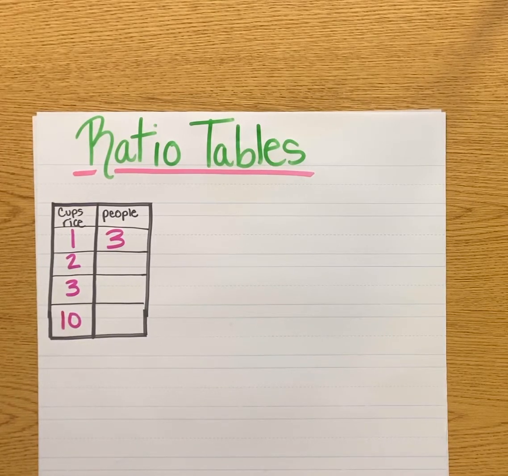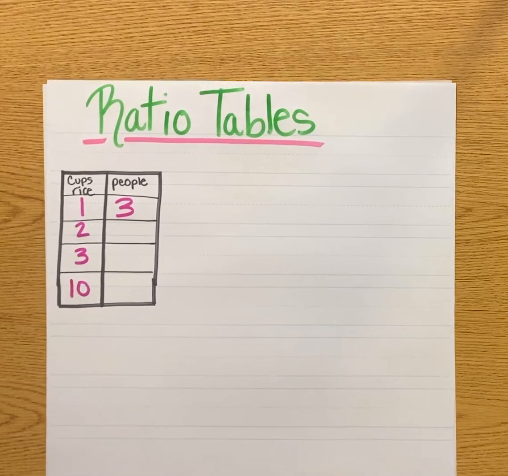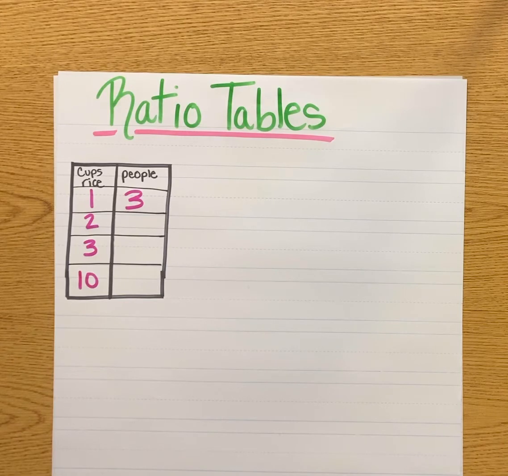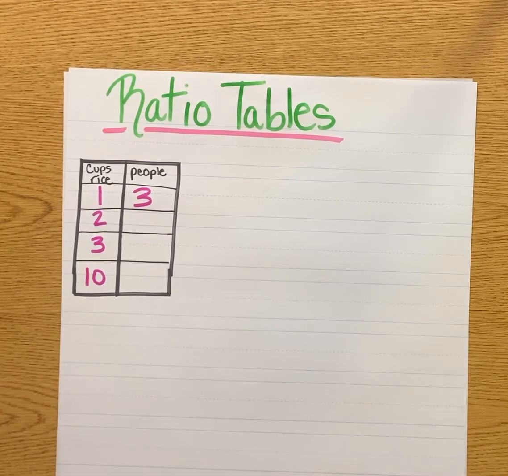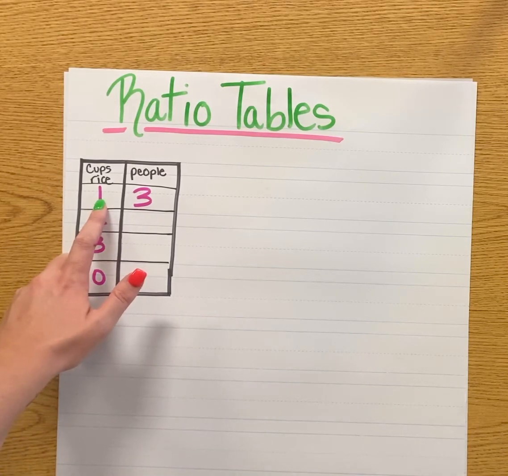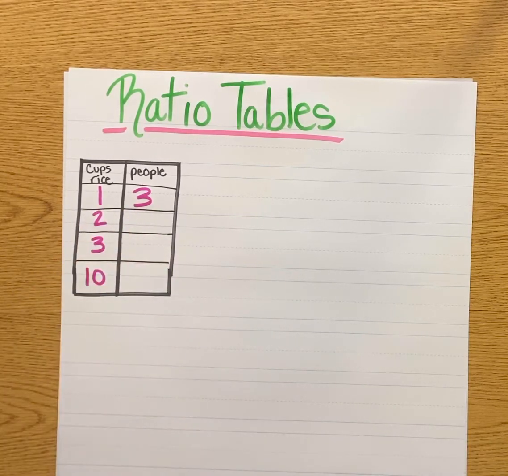Hey guys, today we are talking about modeling ratios using ratio tables. Now many of you have worked with ratio tables. It could be called an in and out table, or an X and Y table, which would be the same thing. But go ahead and draw this table in your notebook. So for each cup of rice, I can serve 3 people, okay?